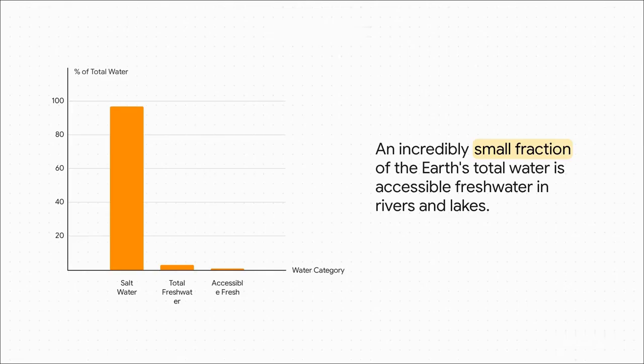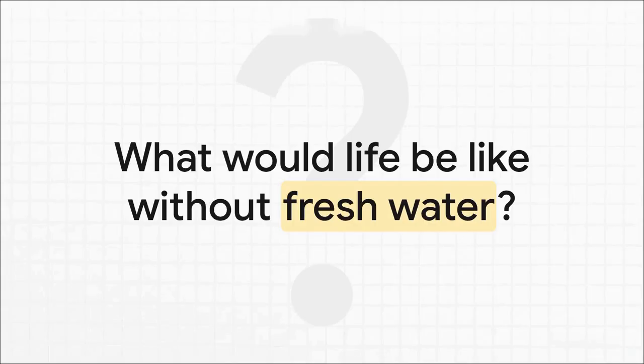To really understand how serious this is, you just have to look at the planet's water supply. Over 97% of all the water on Earth is saltwater. Of the tiny 3% that's freshwater, most of that is locked up in ice caps and glaciers. So what's left for us? That little sliver, less than 1% of accessible fresh water in our rivers and lakes. That's it. That's all we have to work with. It is unbelievably precious.